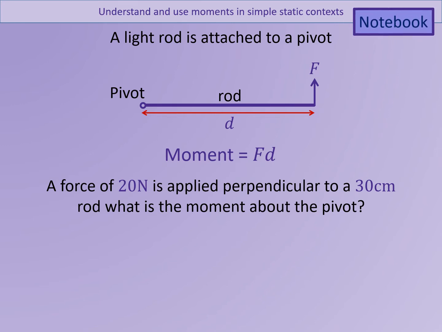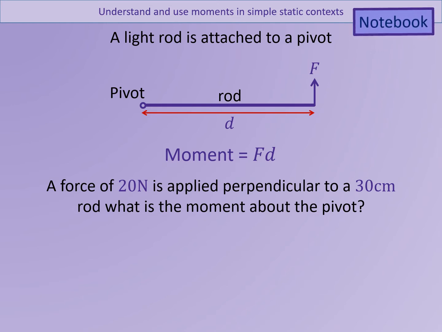So grab your notebooks out, stick that quick example down. You can put it down as an example. A force of 20 newtons is applied perpendicular to 30 centimeters, and just very quickly do the sketch because that's showing which direction the force is applied. So a really simple sketch. So just pause there, write down the question, do the quick sketch.